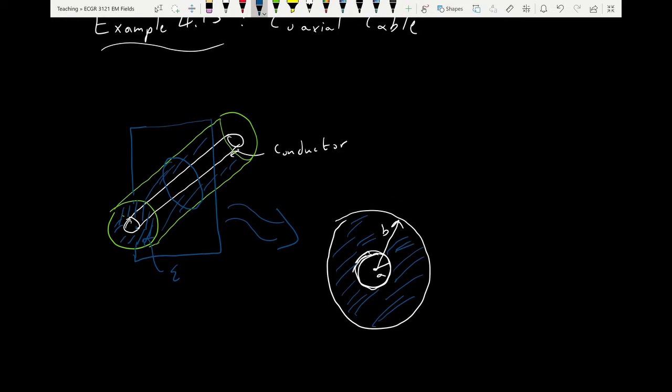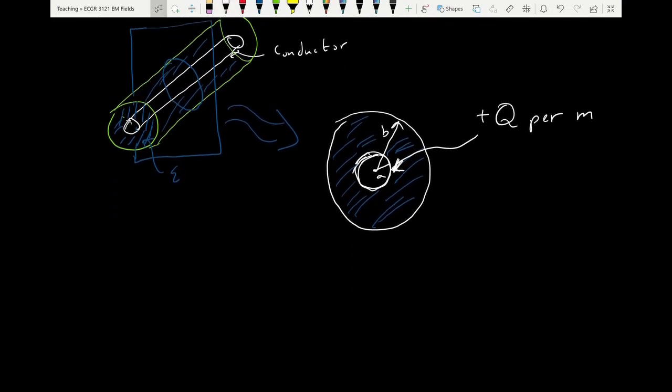So the problem states that, hey, we know that in the inner shell, we have a certain positive charge, capital Q, per meter, right? Every 1 meter, which is the unit length in this case, we have plus Q charge distributed over the whole surface of the conductor. The problem statement asks you to do two things.